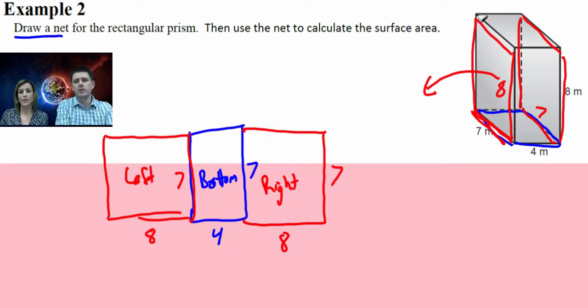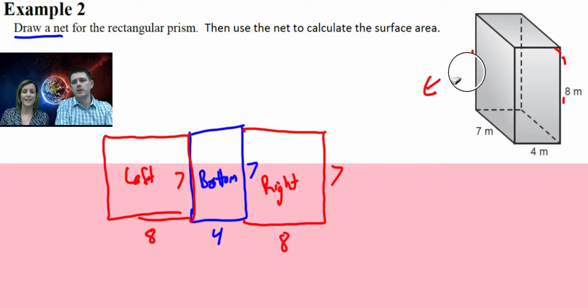I'm going to erase and clean this one up a little bit. But now the color coding does really help. He's going to do the front and the back, so he's looking at that front rectangle.